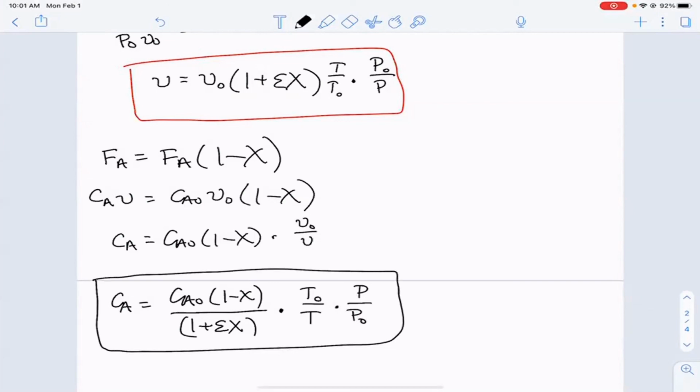And that is our expression for A in the gas phase, when we allow the density to change, right, from temperature, pressure, and when the number of moles change. So this was for gas phase reactions. Okay. All right. Any questions about this?